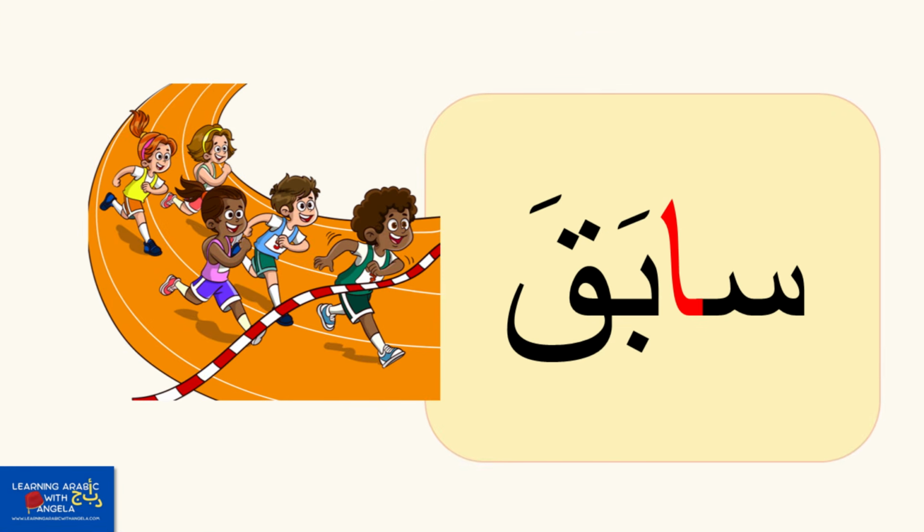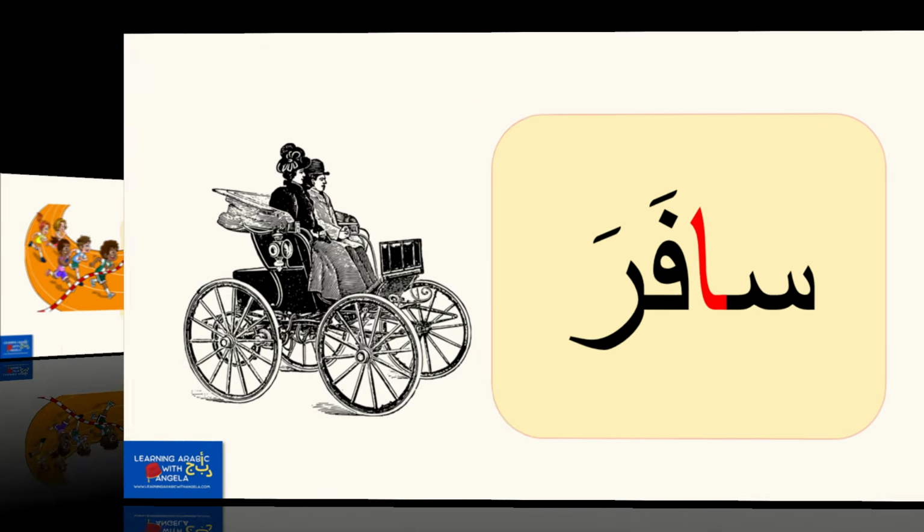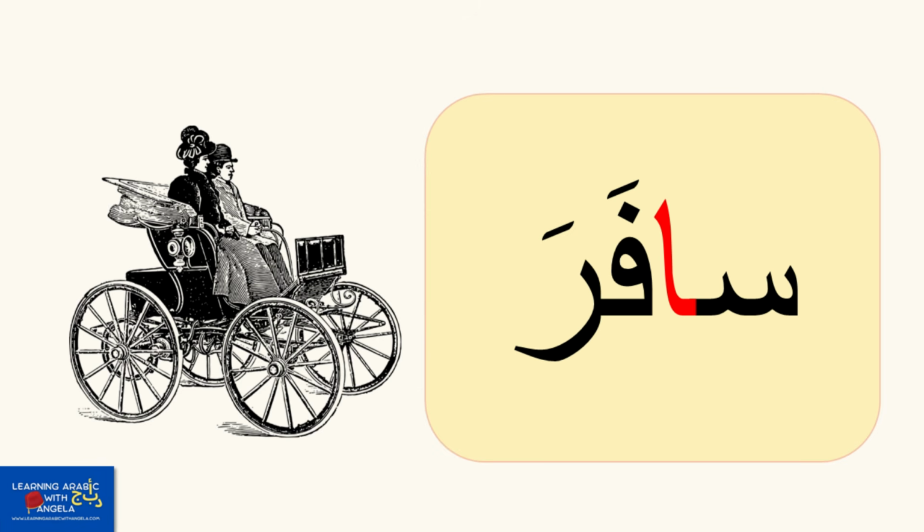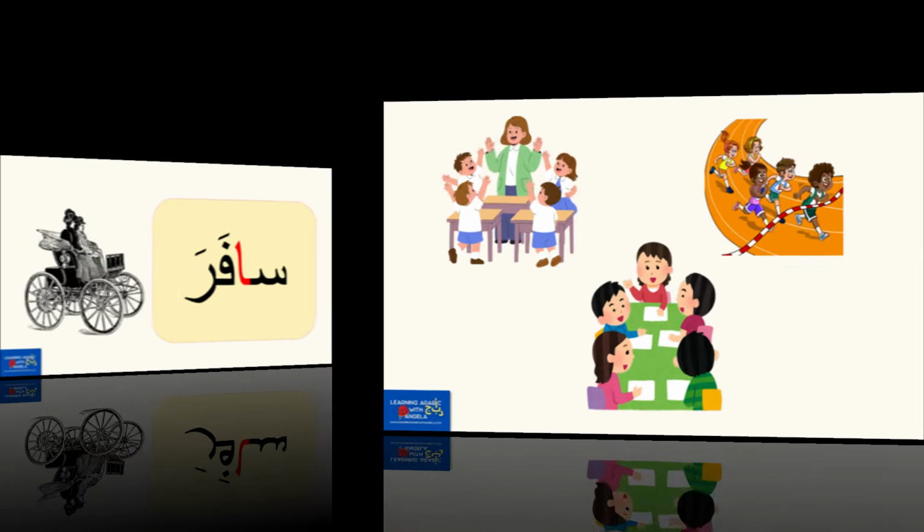Or سابق. سابق means to race or compete against someone. Once again, there's another participant. And here's an interesting one. سافر means to travel. Today we simply translate it as travel. But historically speaking, people rarely traveled alone. They traveled together in caravans. So the original idea of a shared action still makes sense.